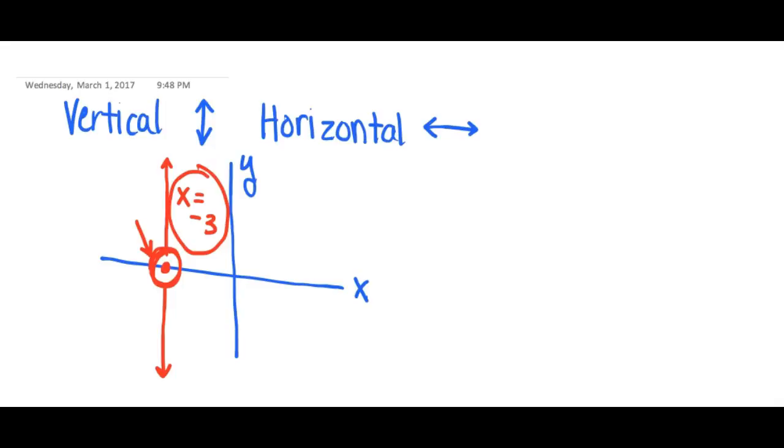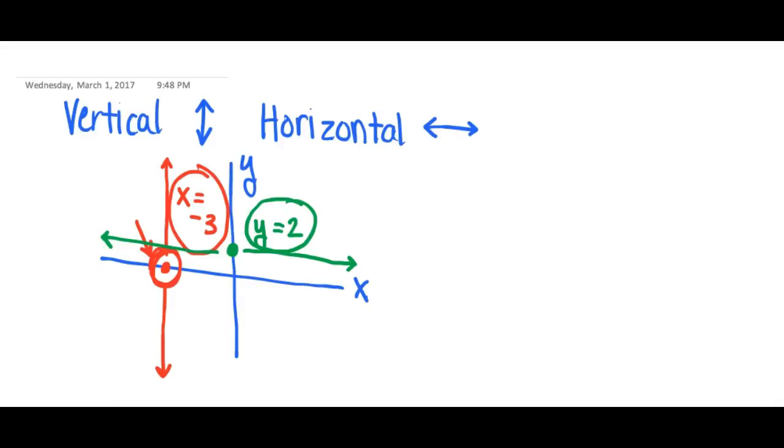Let's do one with a y. So I'm going to actually do one right here. And if this is my line, it's horizontal. And what axis is it crossing? It's crossing the y-axis. And then I just say, where is it crossing the y-axis? Well, it's crossing the y-axis at 2. So this is the equation of my line.